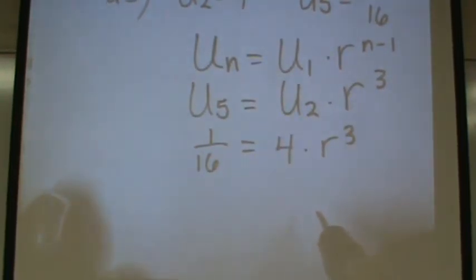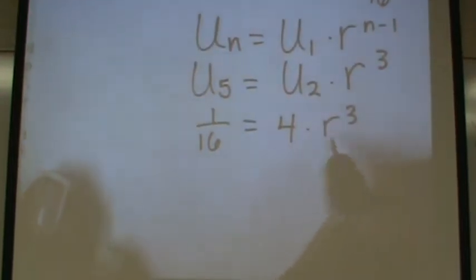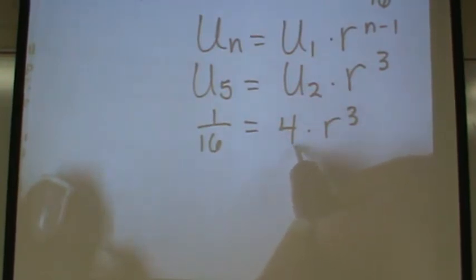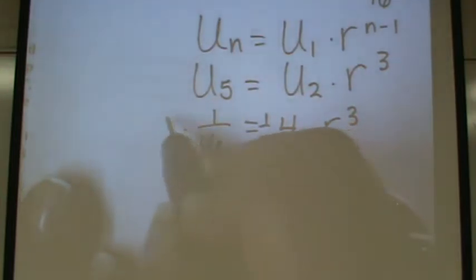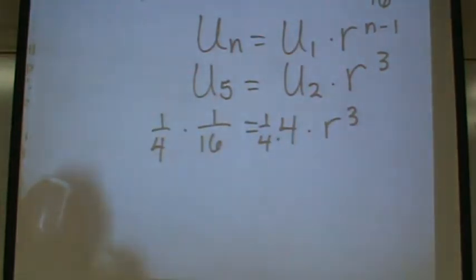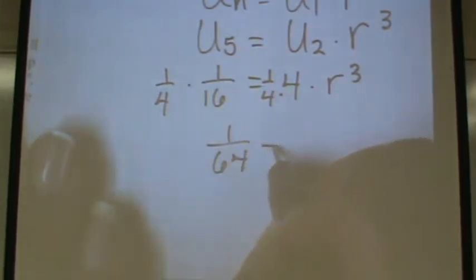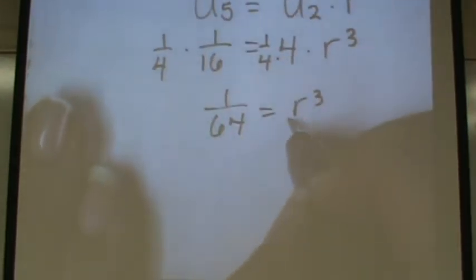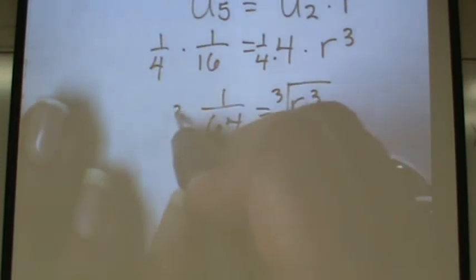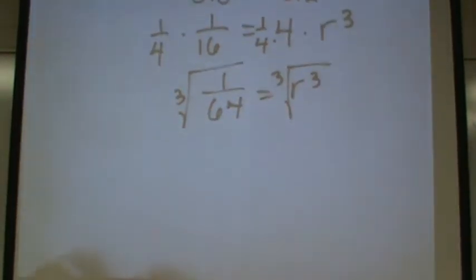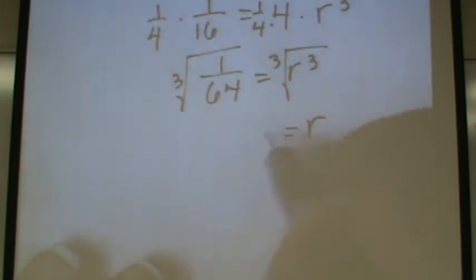If you're going to solve this using algebra, you're going to want to get this R by itself. So I'd multiply both sides by 1/4, and you get 1 over 64 is equal to R cubed. And then take the cube root of both sides, and you're going to get 1/4. R is 1/4.